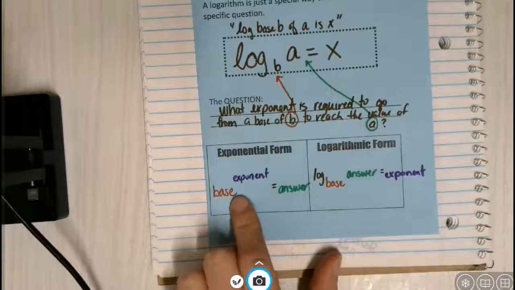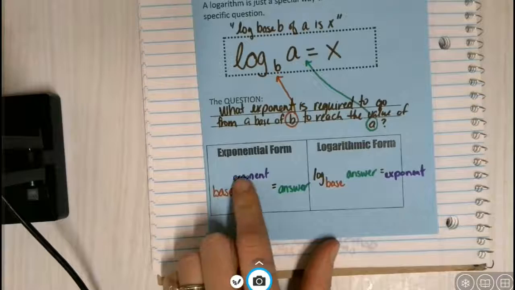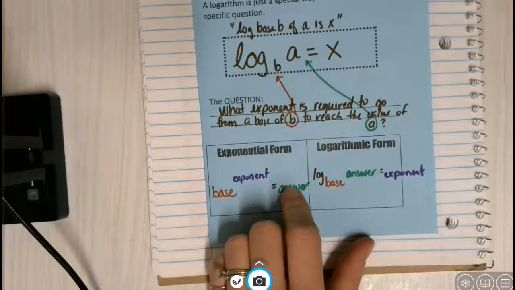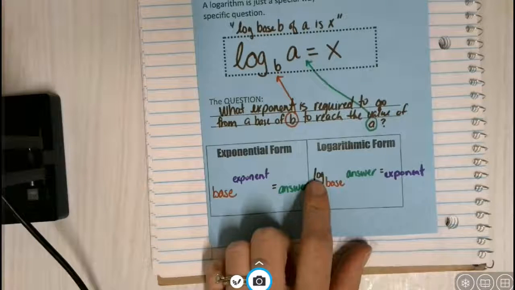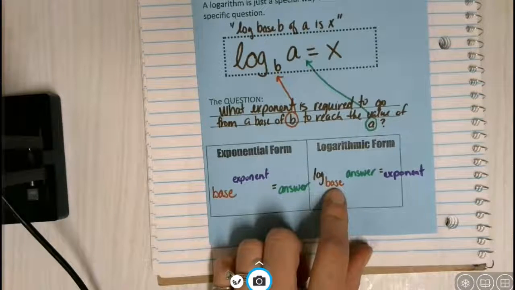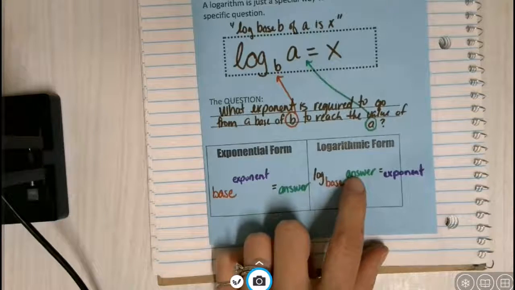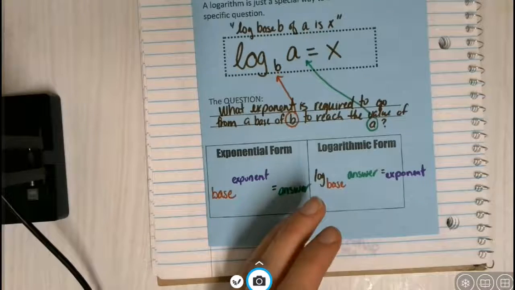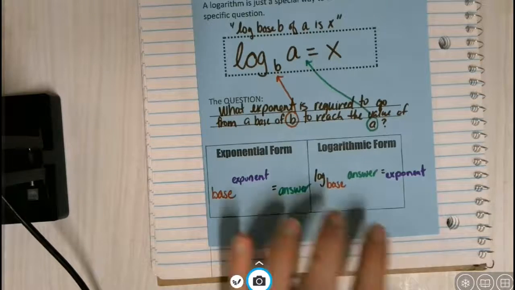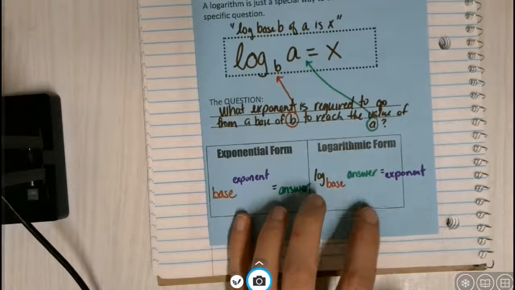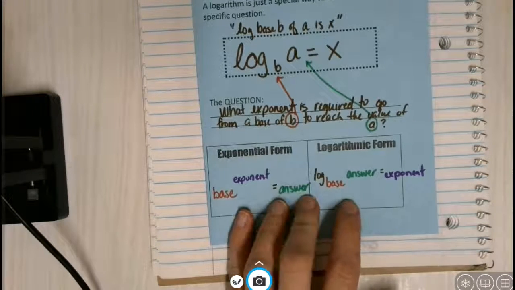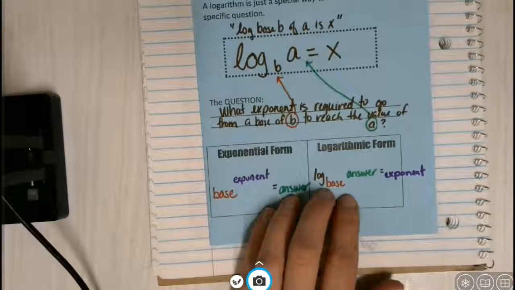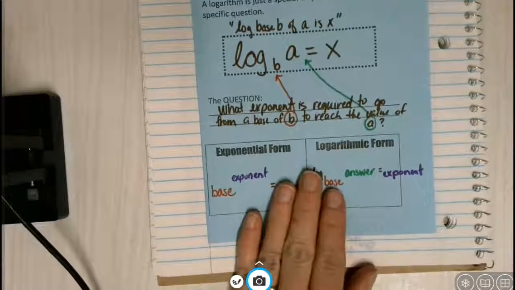When I have my exponential form, I have my base to my exponent, which gives me an answer. We've seen that many times before. When I have my logarithmic form, I have the log base b of the answer equals the exponent. Those are the forms we're going to be living in. This is how we can go back and forth between the two forms, and that's how we're going to be solving them. So it's really important to understand where the pieces go.